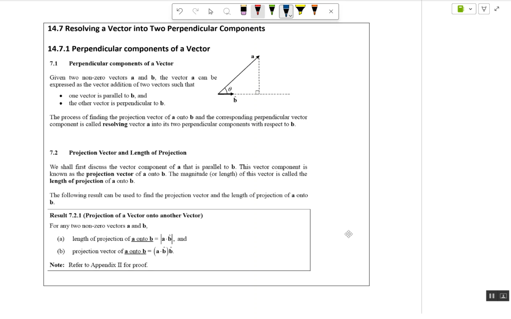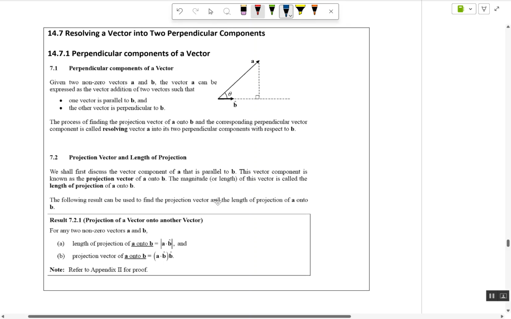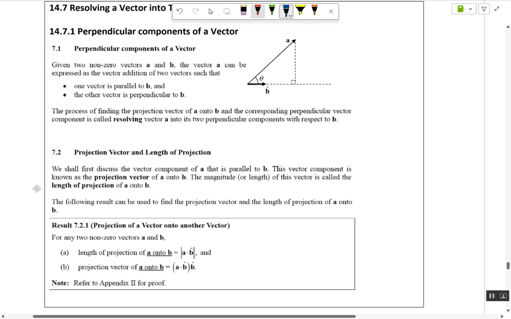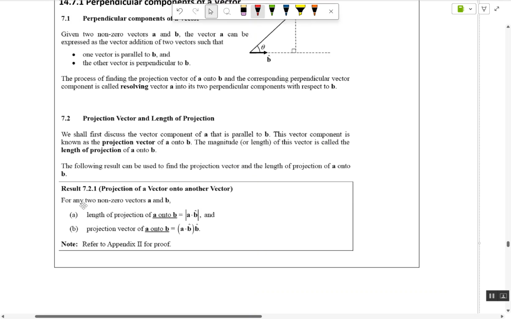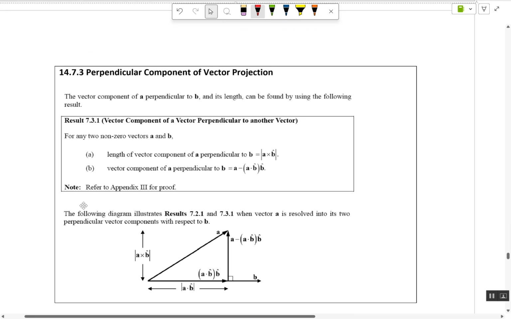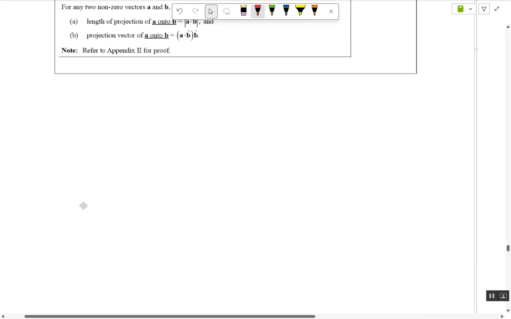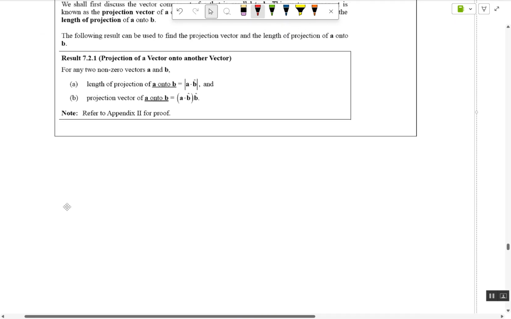To understand length of projection and projection vector, or actually the whole of this chapter, relies on whether you understand this magic triangle. There are two things over here. This is called the length of projection and projection vector, as well as the next page, which is going to be talking about the perpendicular distance. But it all depends on whether you understand this thing called the magic triangle that I'm going to explain to you right now.